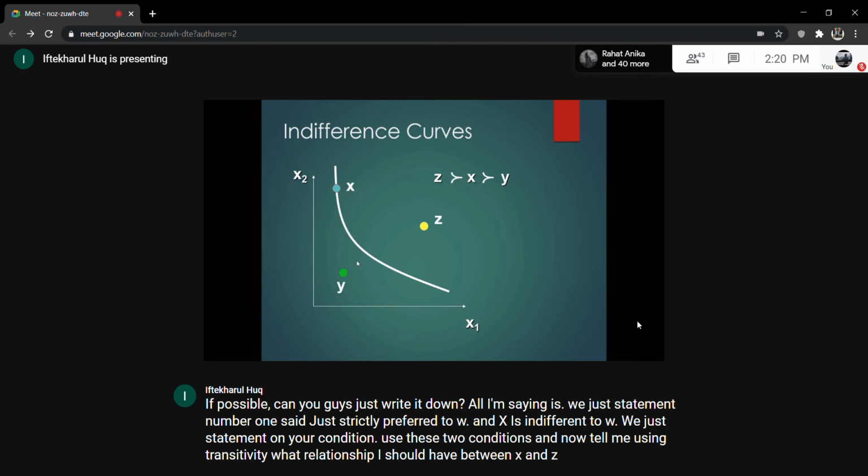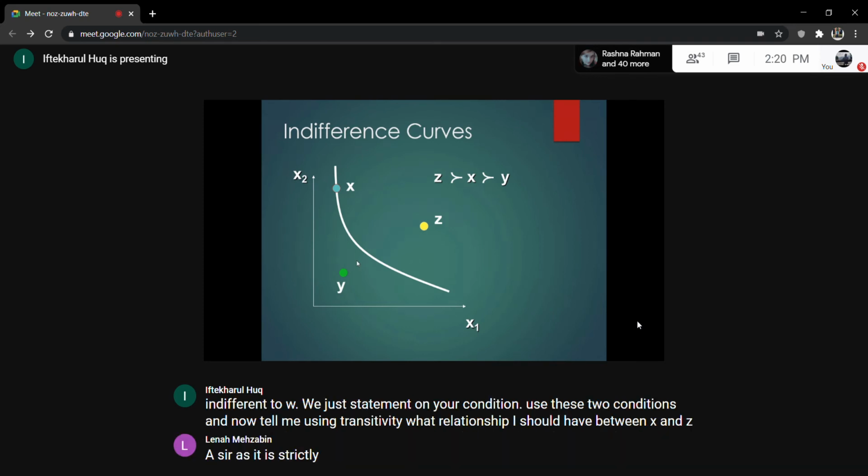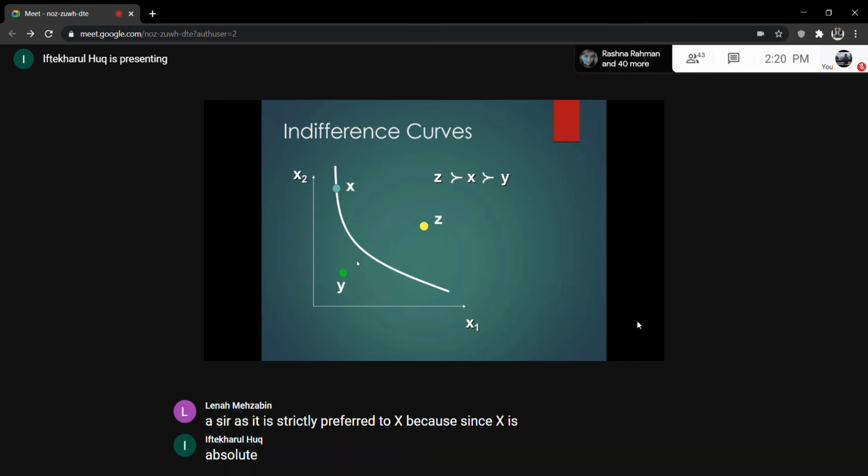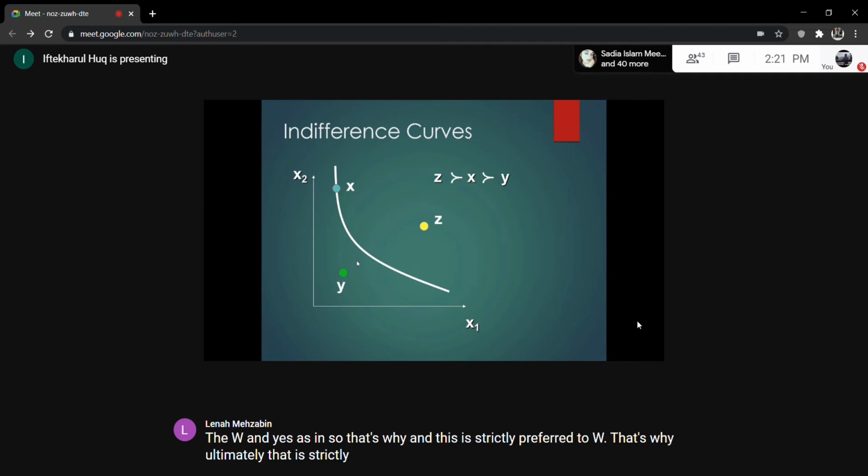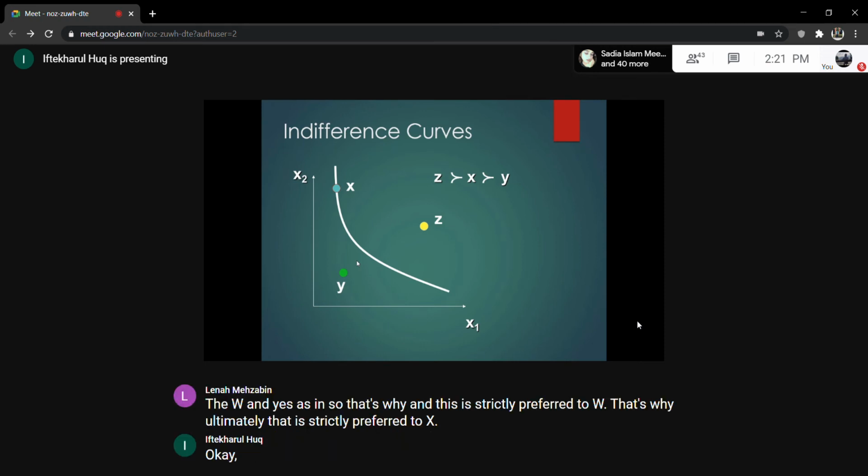Sir, Z is strictly preferred to X because X is equally preferred to W, and Z is strictly preferred to W. That's why ultimately Z is strictly preferred to X. Can you see that I'm actually using transitivity? Exactly the same way you can argue backwards.